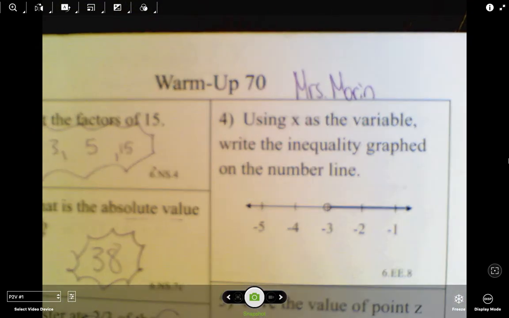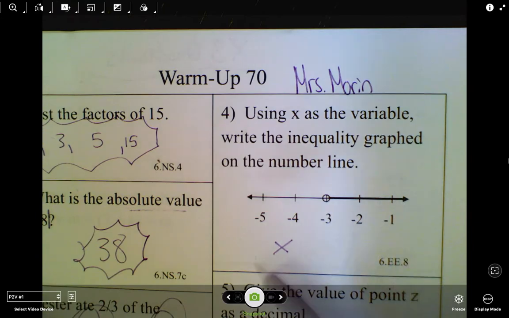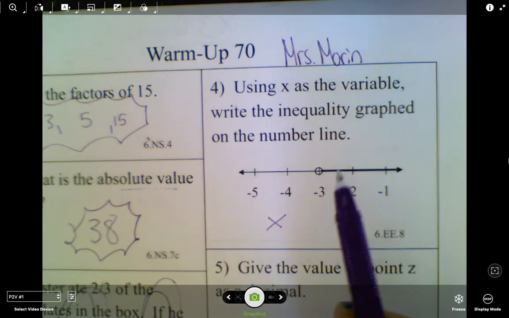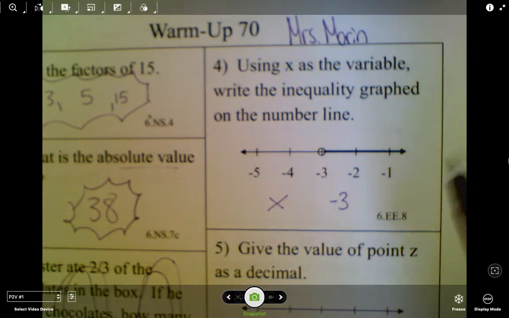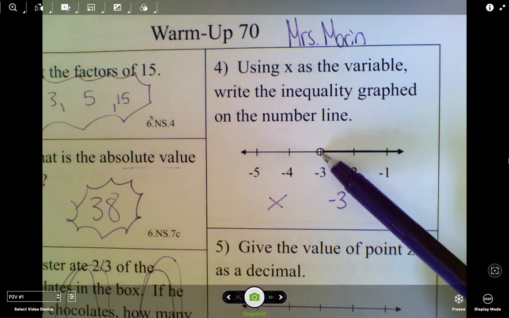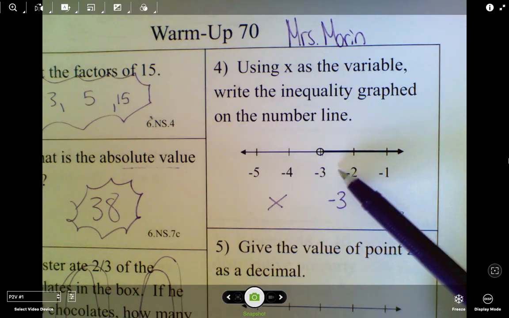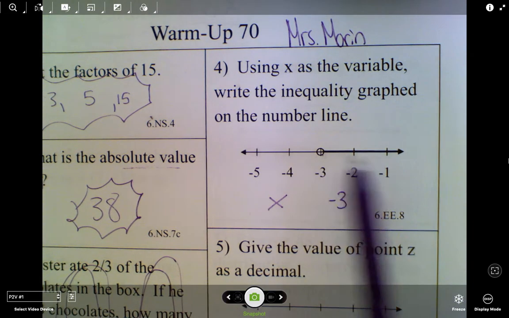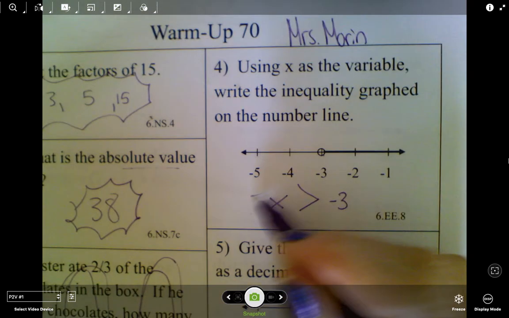Using x as a variable, write the inequality graphed on the number line. So x is going to be either greater than or equal to, or less than. The number is obviously -3. But since the circle is not filled in, that means we're not going to have the or equal to sign underneath. So is x going to be greater than -3 or less than -3? Technically it's going up, so x is going to be greater than -3 as our answer for this one.